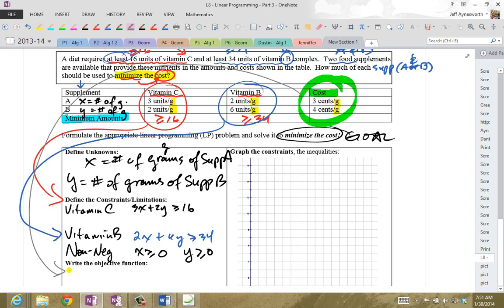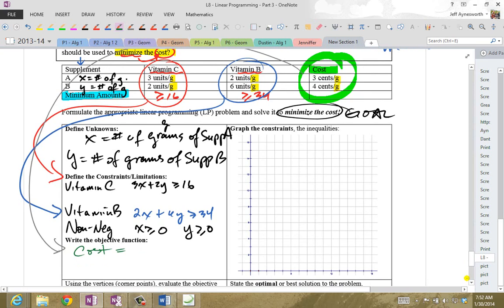4Y, 4 times Y, and that's in cents per gram. So what we need to do is write a cost function here. So let's go down here, and we've got 3 times X plus 4 times Y equals cost. We have to write a cost function. So cost, or you can say C for cost. C equals 3 times X plus 4 times Y, and this is in cents.